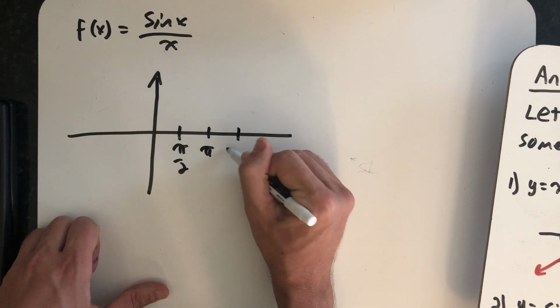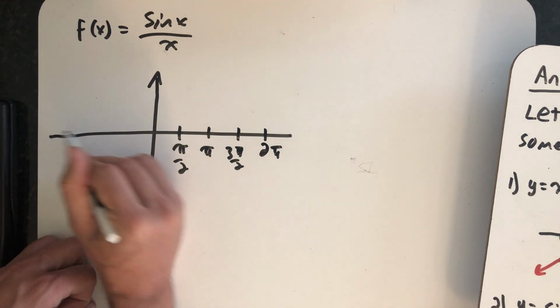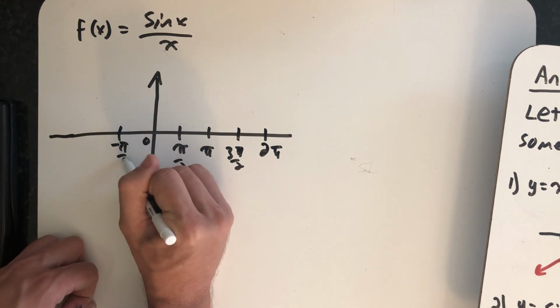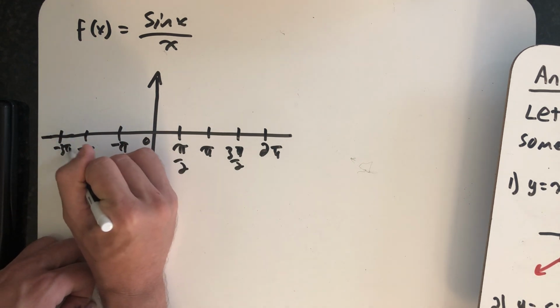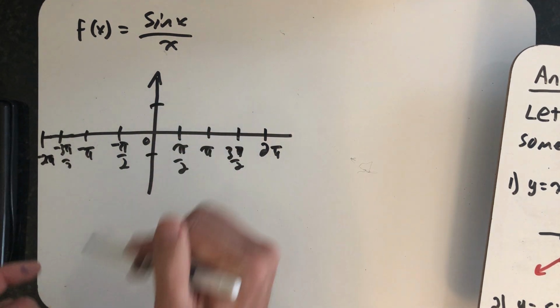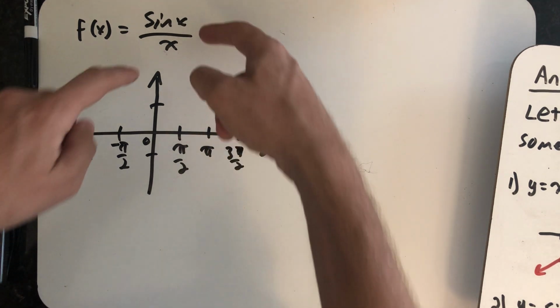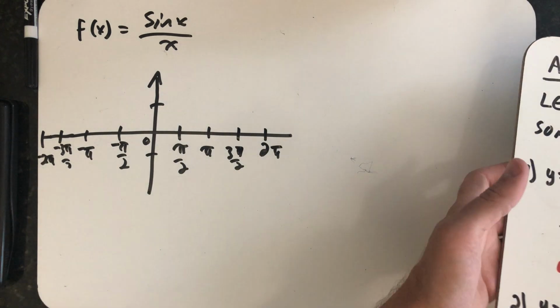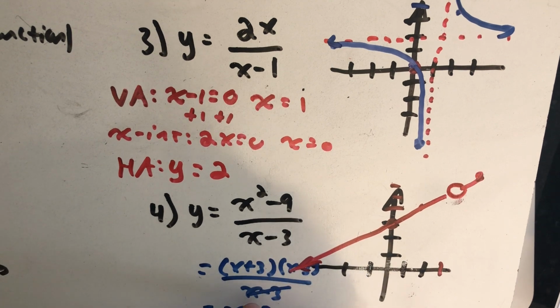Since I have a sine involved, I'm just going to split up my x-axis in my usual way. I'm running out of room here. That's going to be okay. I'm just going to sneak a minus 2 pi right there. And I know that I'll have an x-intercept anywhere the top's equal to 0, except for maybe where these things are 0 at the same time. Because that's what happened on this function. Where the top and bottom were 0 at the same time, I got a hole.